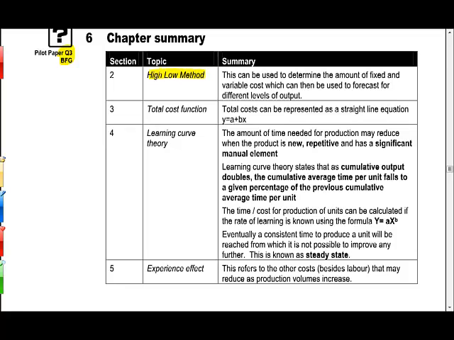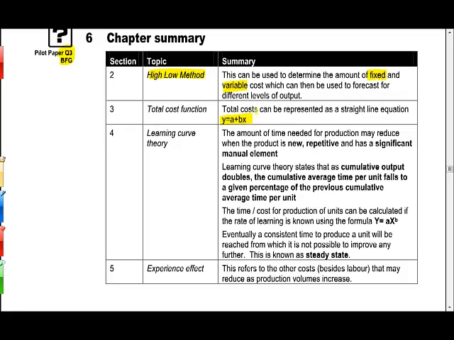So the high-low method then is an approximation of what element is fixed and what element is variable cost, using the difference between the total costs at the highest level of output and the total costs at the lowest level of output, and saying that if we assume fixed costs are constant, all of the increase there must be due to variable costs. We represent all of this then, these fixed costs and variable costs, through the total cost function, the straight line y equals a plus bx.